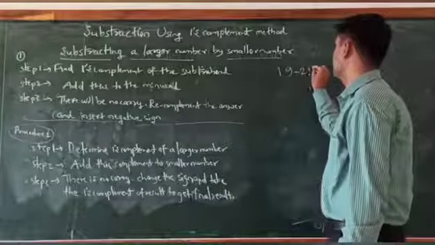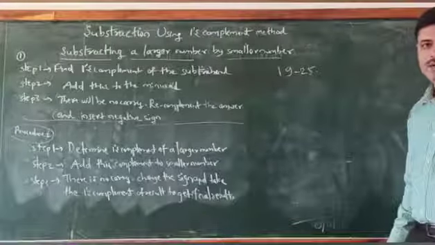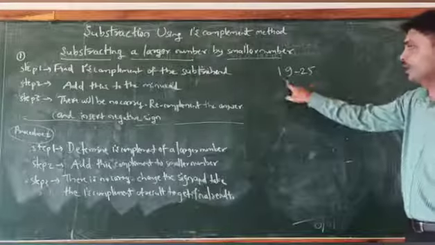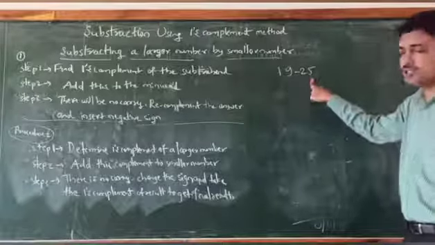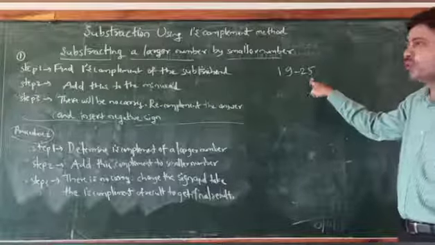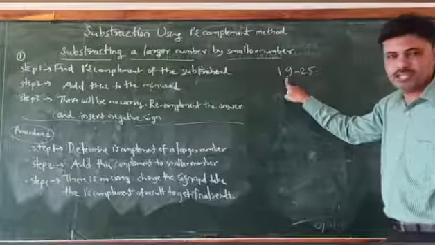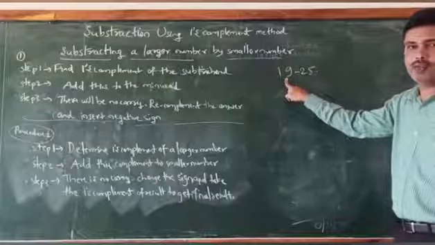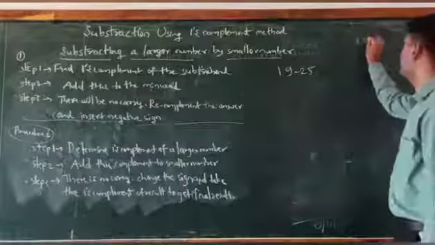19 minus 25. Here the smaller number is 19, the bigger number is 25. We are subtracting 25 from 19 here, so the answer will be negative only. So first convert the given numbers to binary. It is 19 to binary.